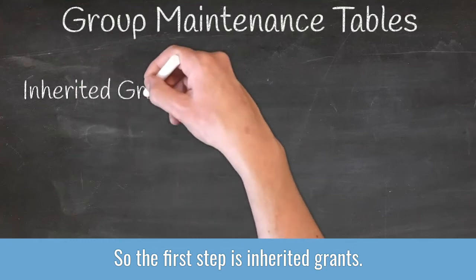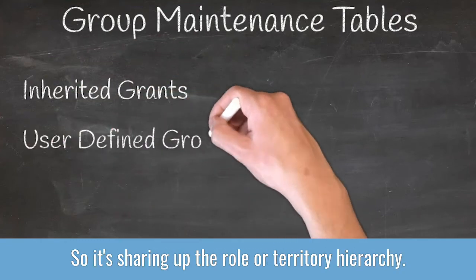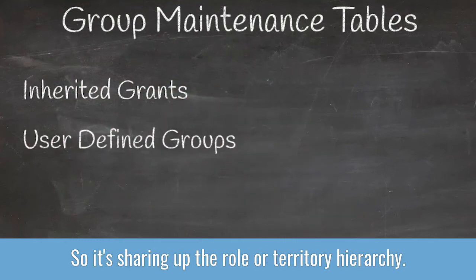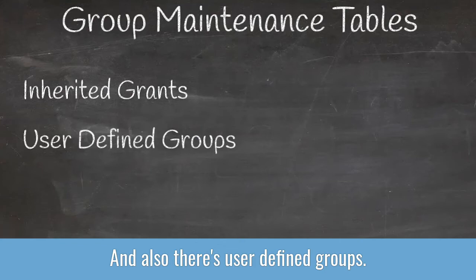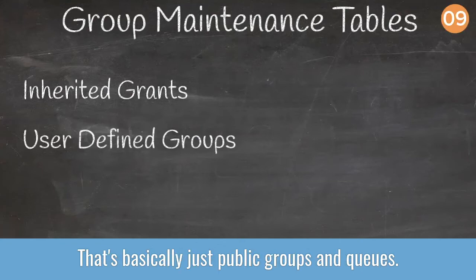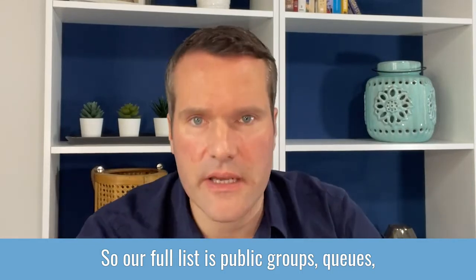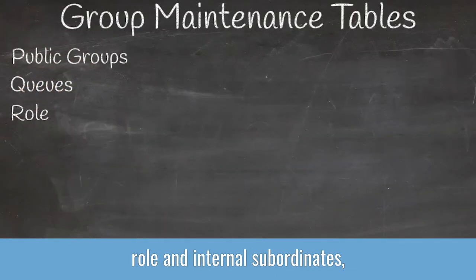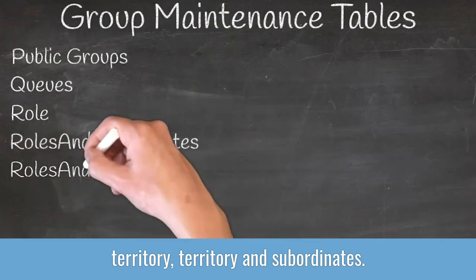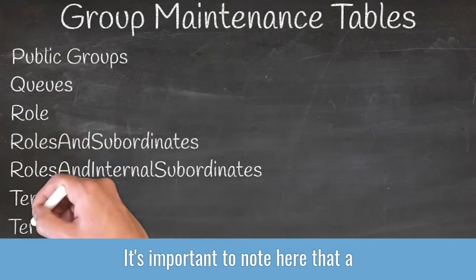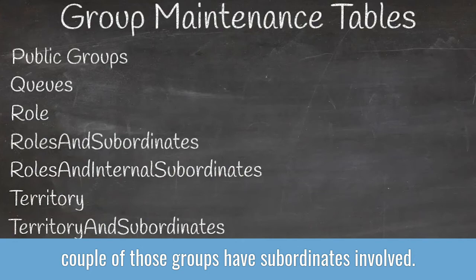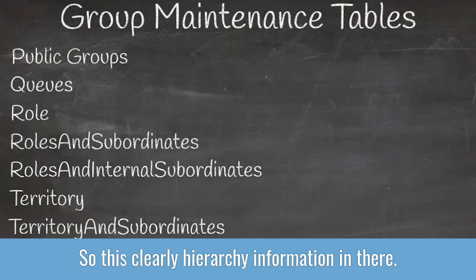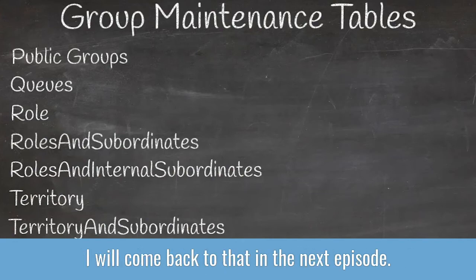And these are of 2 types. The first up is inherited grants, so it's sharing up the role or territory hierarchy. And there are also user-defined groups, which are basically just public groups and queues. Our full list is public groups, queues, role and subordinates, role and internal subordinates, and territory and subordinates. It's important to note here that a couple of those groups have subordinates involved, so there's clearly hierarchy information in there, and we'll come back to that in the next episode.